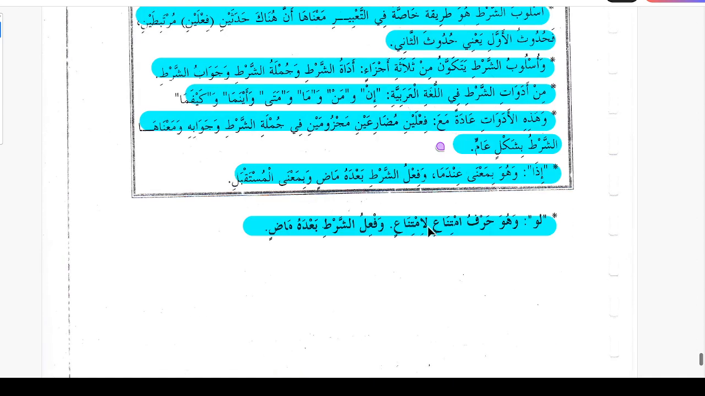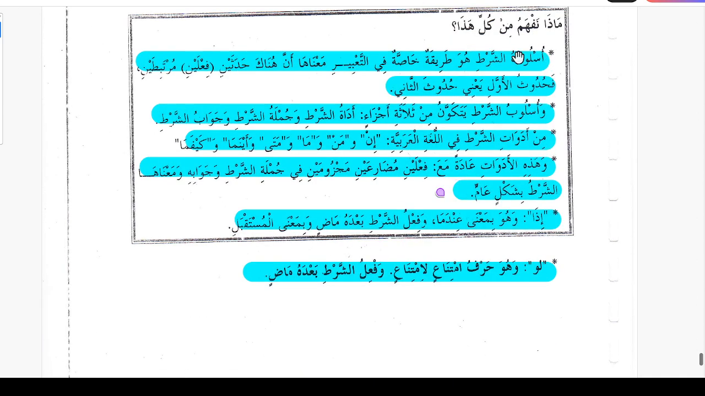Okay, so now this is the summary. What do we understand from all this? Uslub al-shart is a specific or special method in expressing the meaning that there are two actions that are connected. The happening of the first action means the happening of the second.